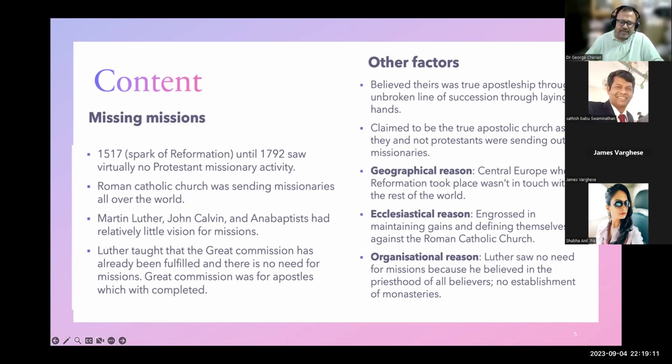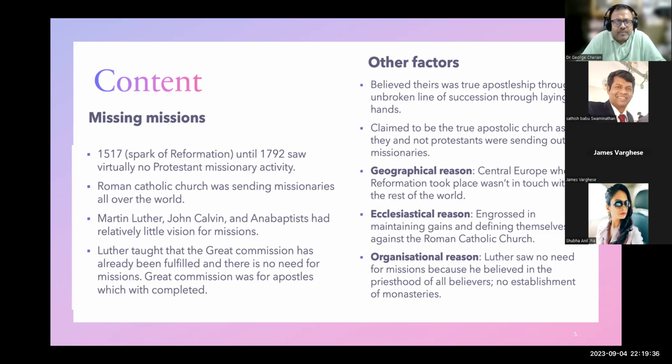That sparked the Reformation movement. Sister, we are losing you in between. Sorry, okay, no problem. Keep going. Now it's clear. No, Pastor, I'll open the door because I'm sitting next to the internet router, so hopefully it should work.